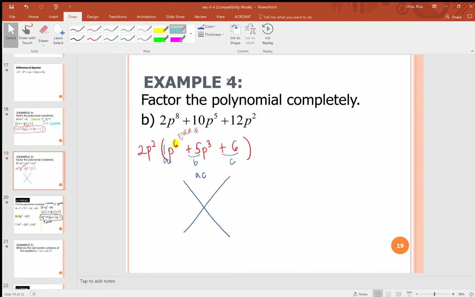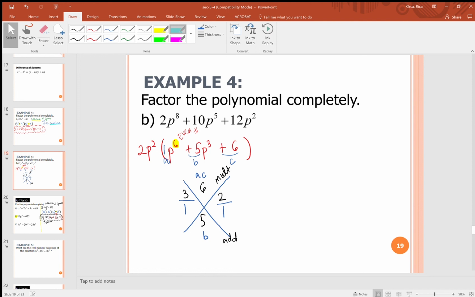At the top we have A and C, and at the bottom we have B. 1 times 6 is 6. 5 is going to go at the bottom. Now we need to think of two numbers that'll multiply to 6 but will add up to 5. And those two numbers are 3 and 2. 3 times 2 is 6, and 3 plus 2 is 5. Now take those numbers and divide by A. A is 1.